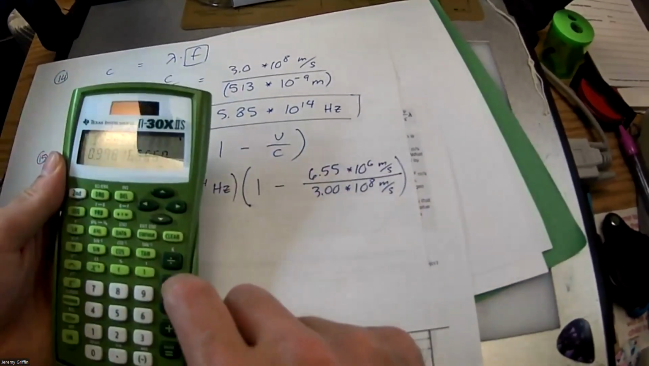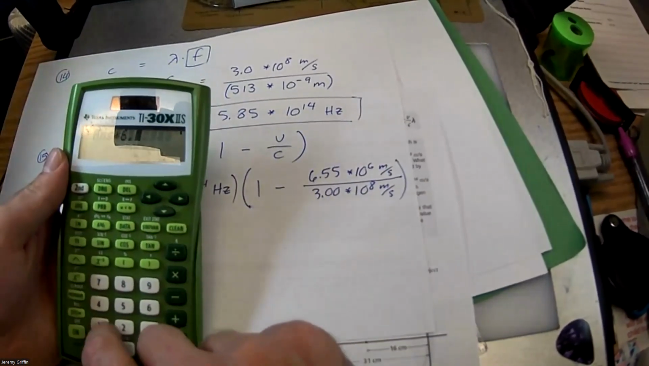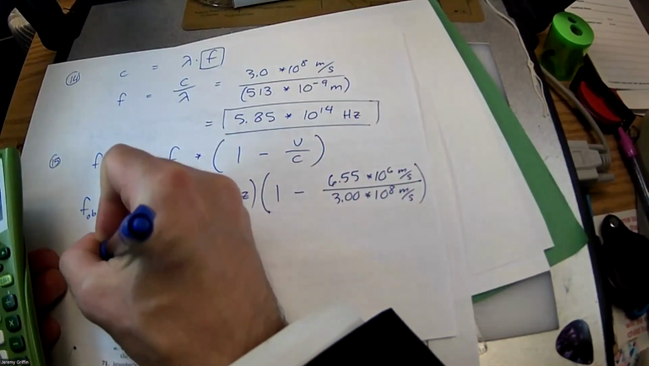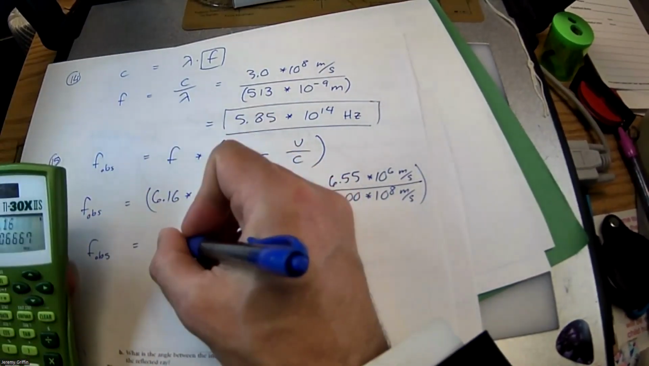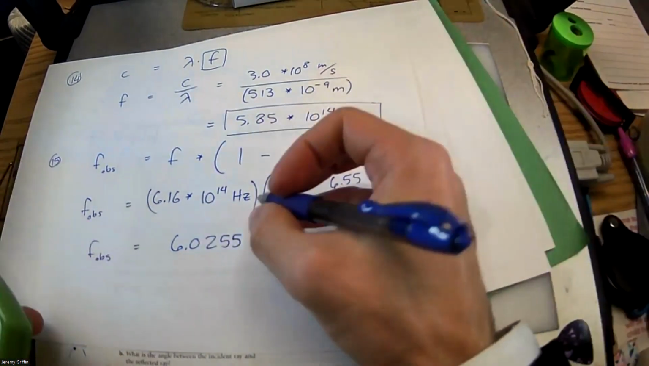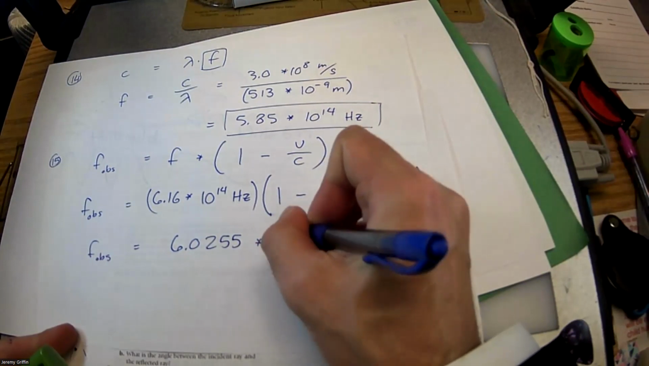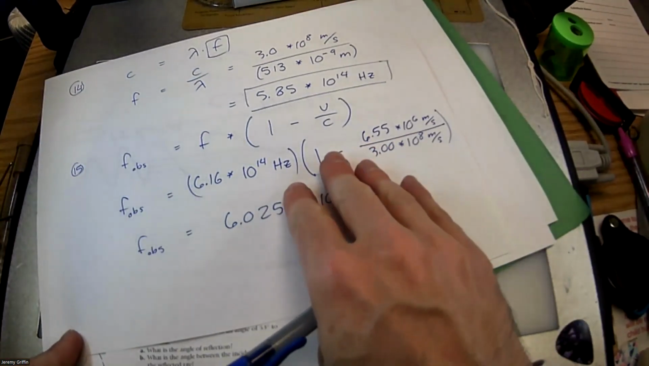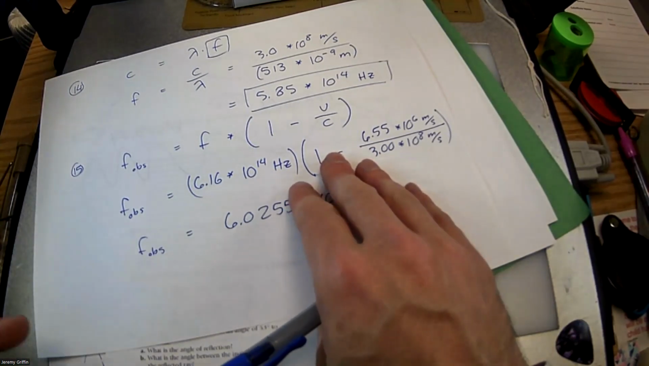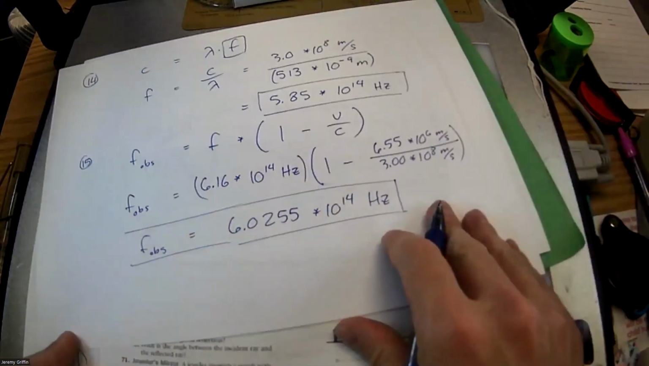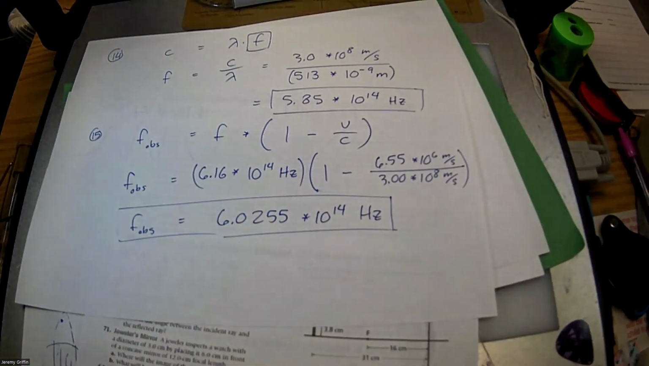Multiplied by the original frequency, I'll just multiply it by the 6.16. That's going to tell me the observed frequency is 6.0255 times 10 to the 14 hertz. That's too precise, but you guys get the idea. I might just say 6.026 or 6.03 maybe. But if I had that much precision, I could say something like that. Okay, let's go back.